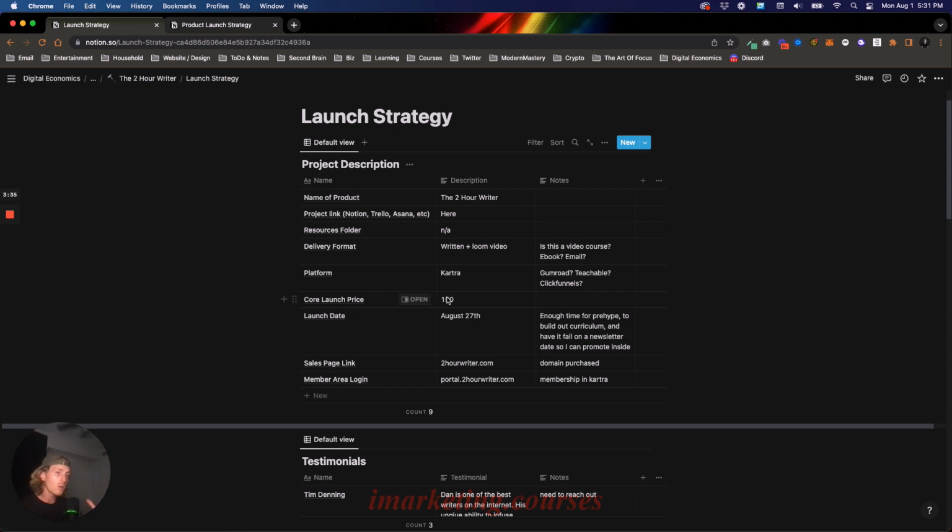But if you are a beginner, I would recommend starting low and increasing from there as you add more things to it and as your offer becomes more valuable, right?